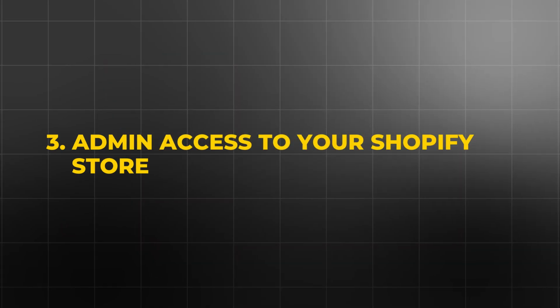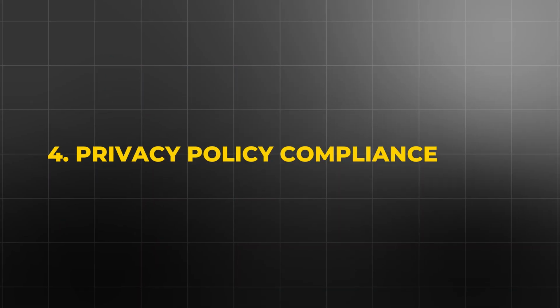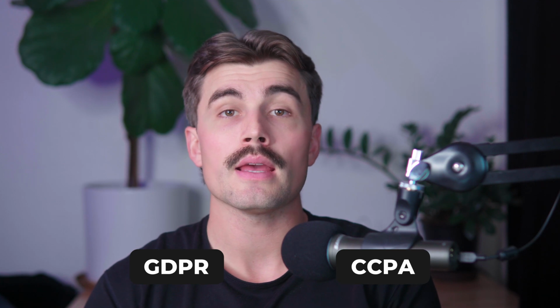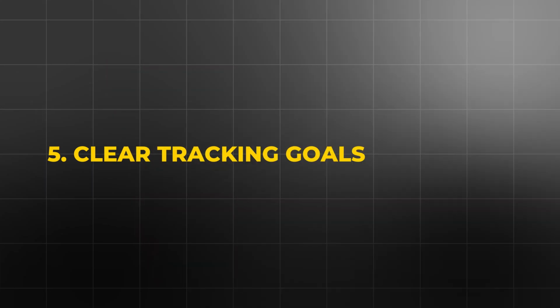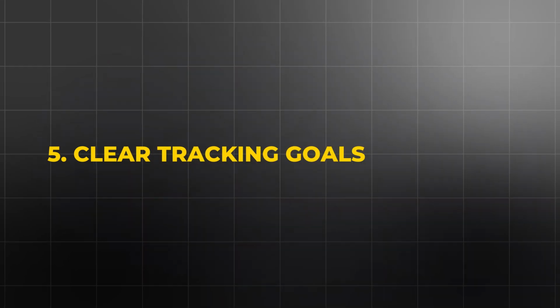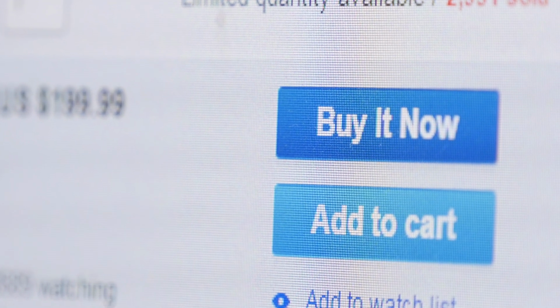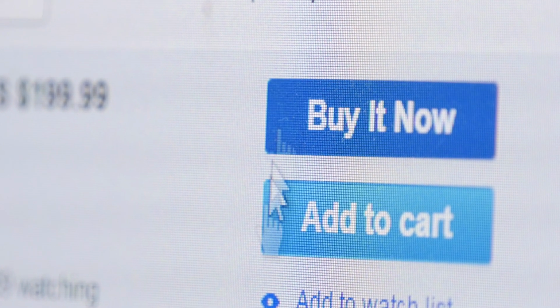Number three, admin access to your Shopify store. So you're going to need admin privileges to install apps and make the necessary integrations. Number four, privacy policy compliance. If you're collecting advanced data, ensure that your Shopify store's privacy policy reflects this to comply with GDPR, CCPA, or other applicable laws. And number five, you need clear tracking goals. So decide what actions you want to track. For example, you might want to prioritize add to cart and purchase events to focus on sales-related metrics.